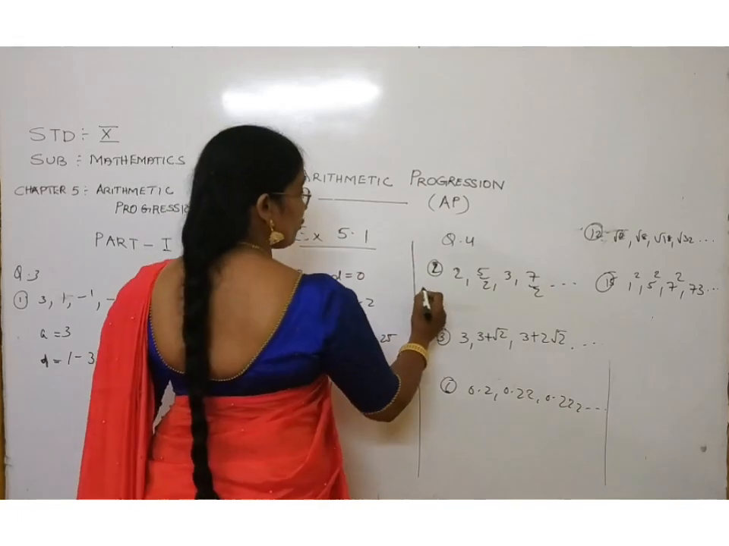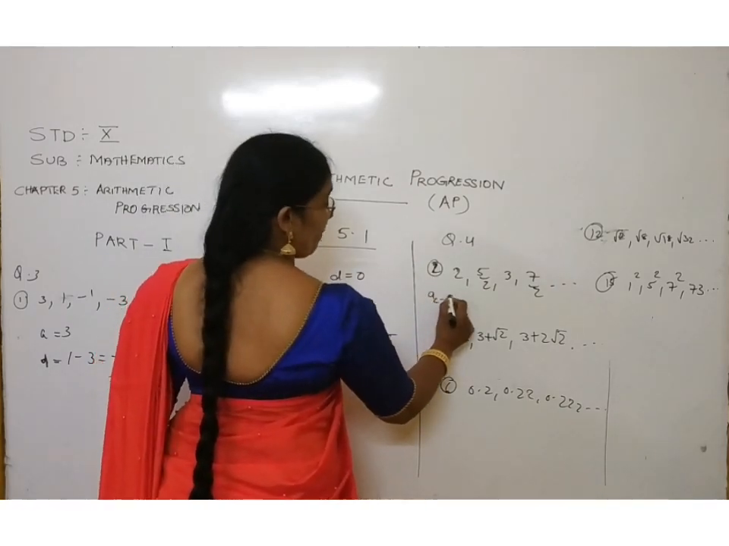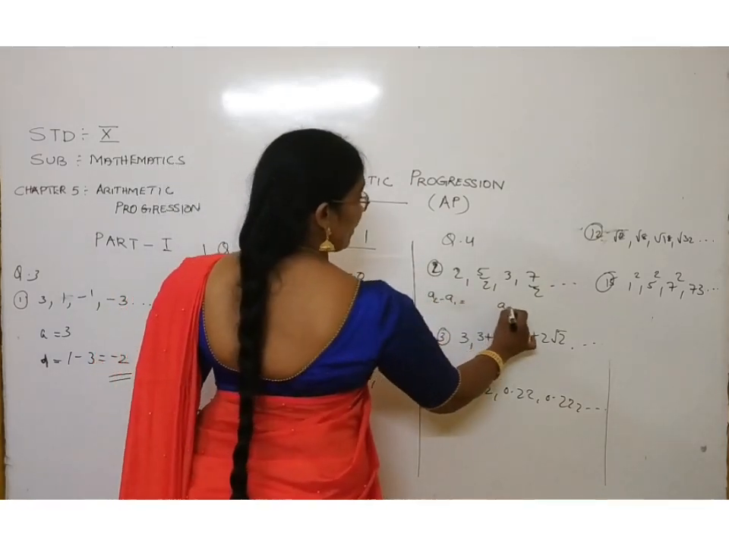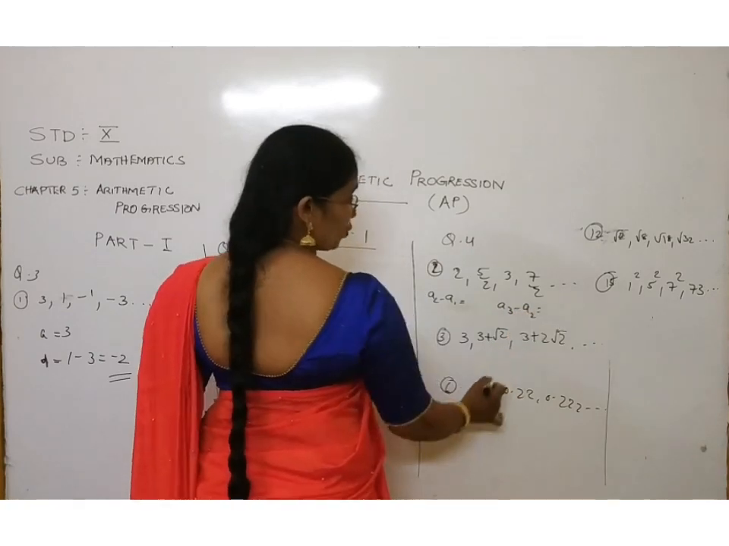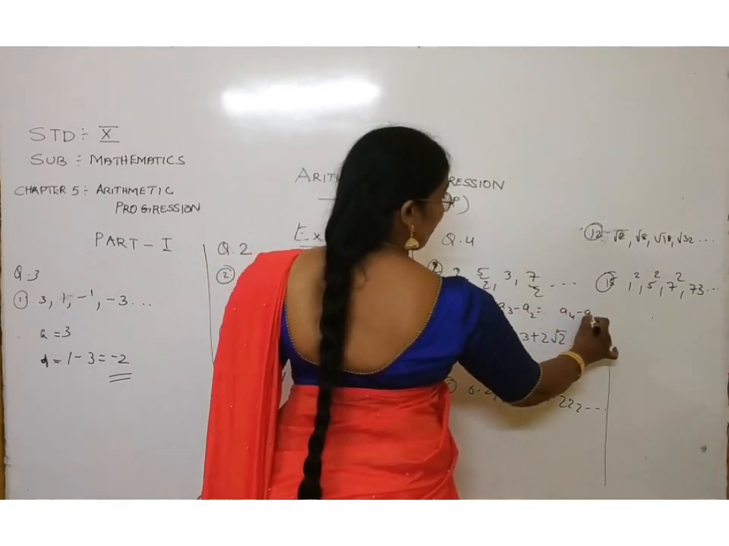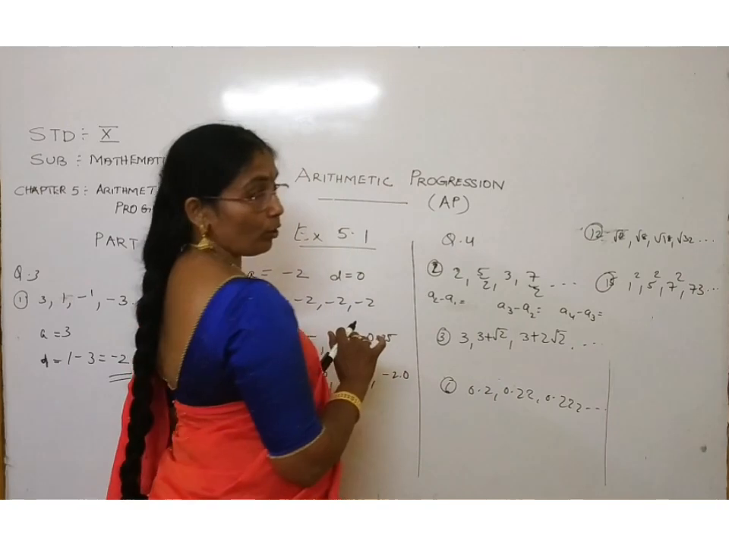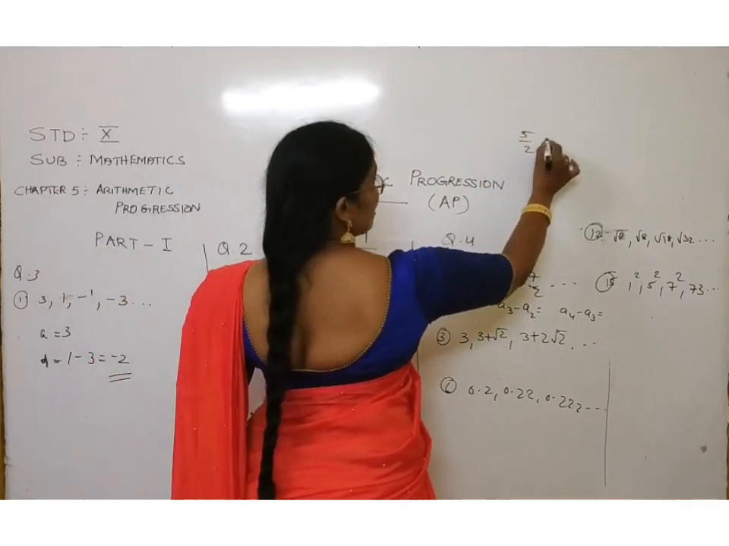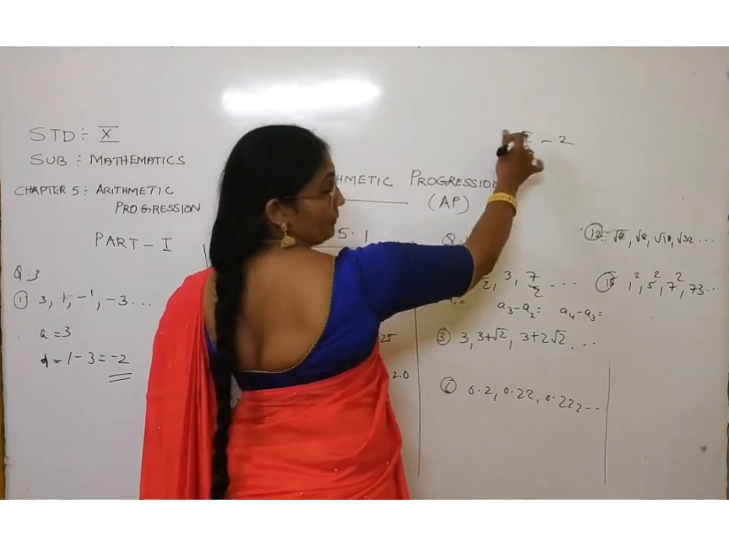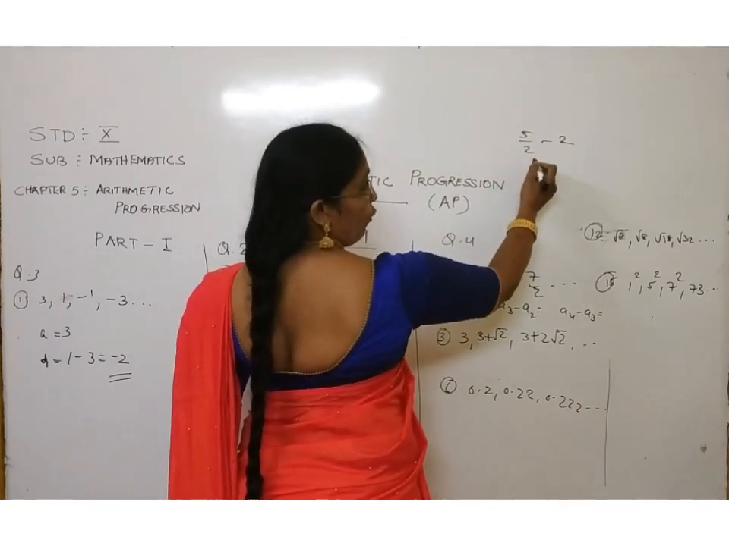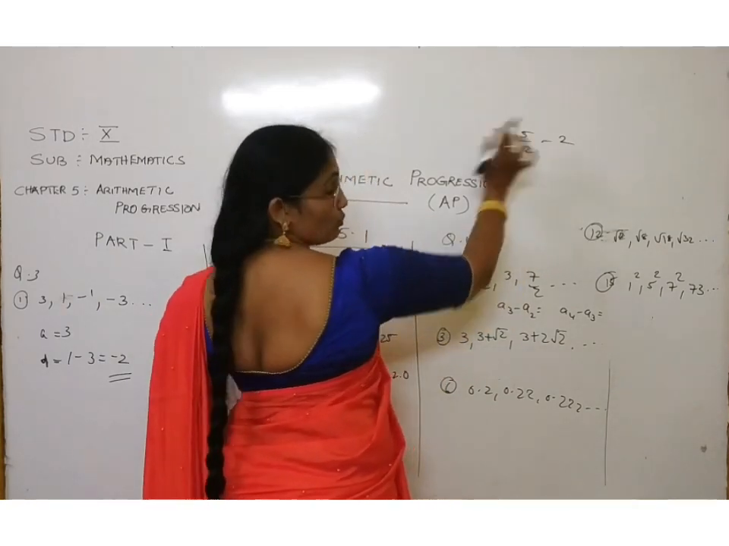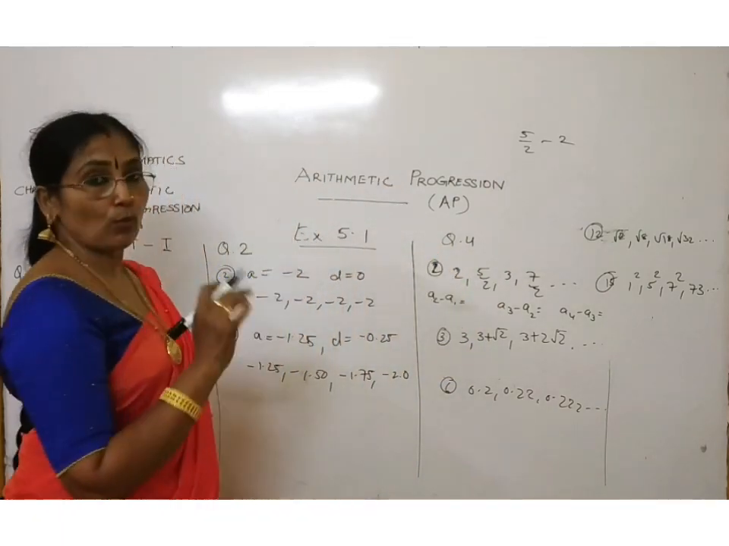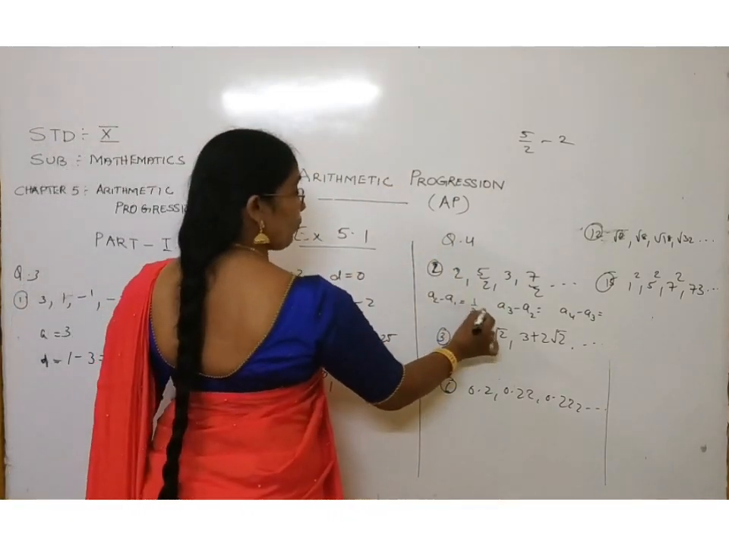That means you have to check here A2 minus A1, what is that? Then you take A3 minus A2. Then you take A4 minus A3. Are they the same or not? So the first one will be 5/2 minus 2. What is 5/2 minus 2? You take the LCM. So 5 minus 4 over 2. 5 minus 4, 2 twos are 4. 5 minus 4 is 1. So you get 1/2.